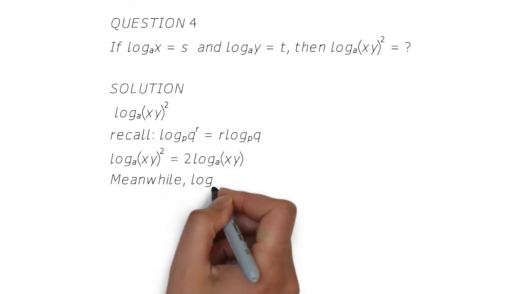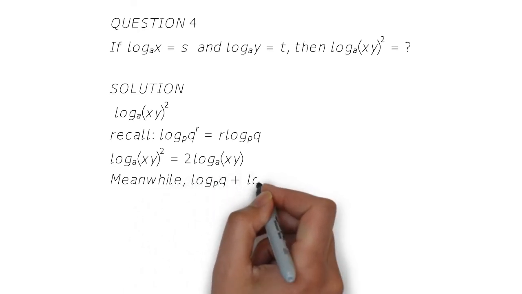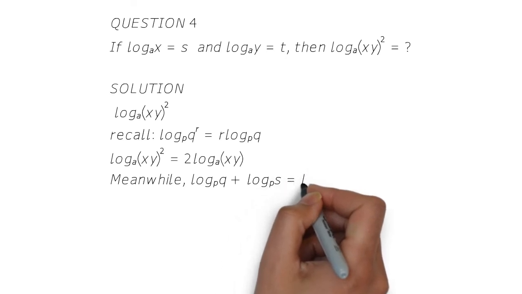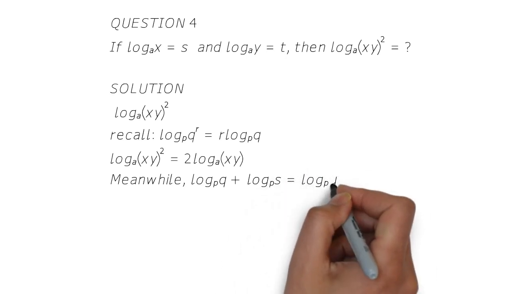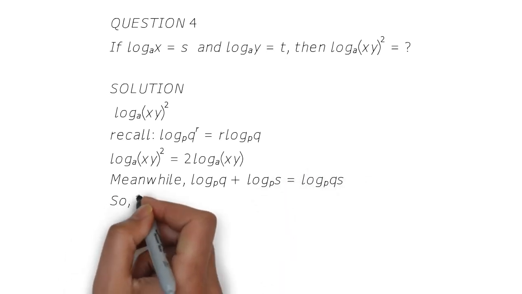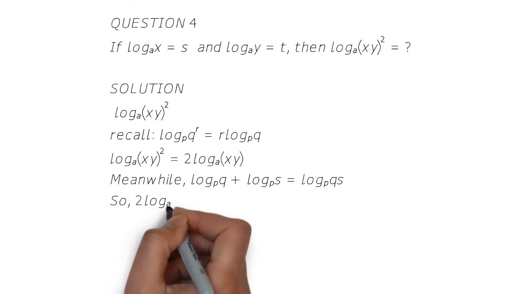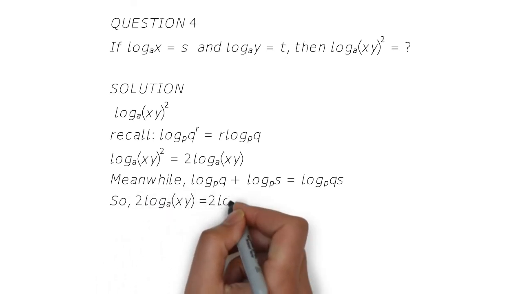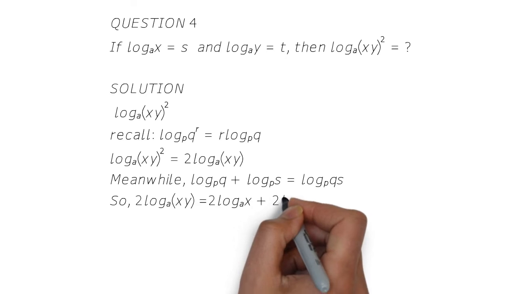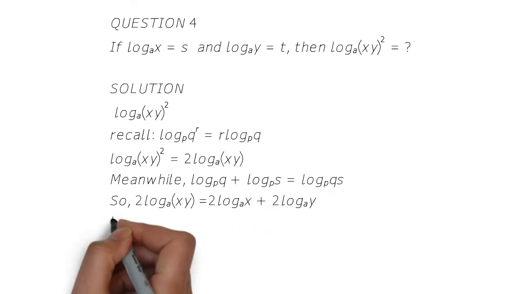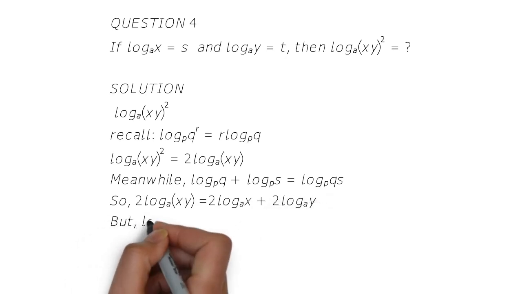Meanwhile, there's another law that says log q to base p plus log s to base p equals log qs to base p. So if you take our log xy squared to base a, you can break it down to equal 2 log x to base a plus 2 log y to base a.